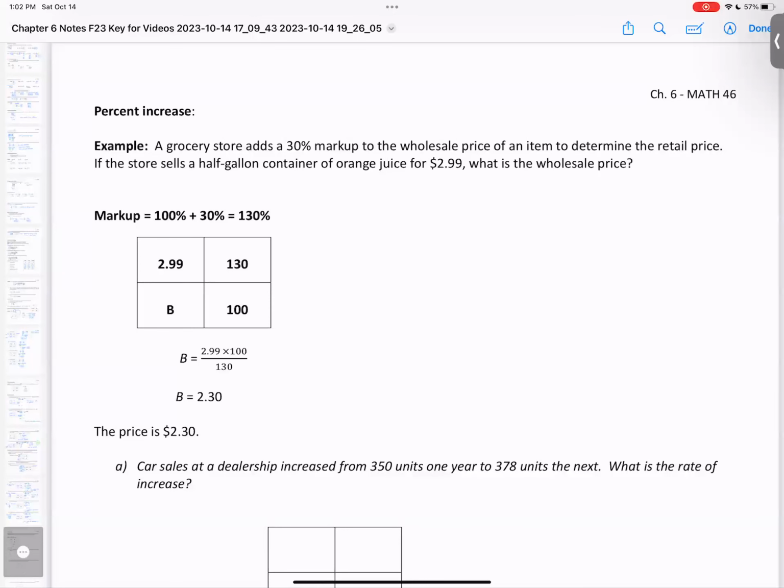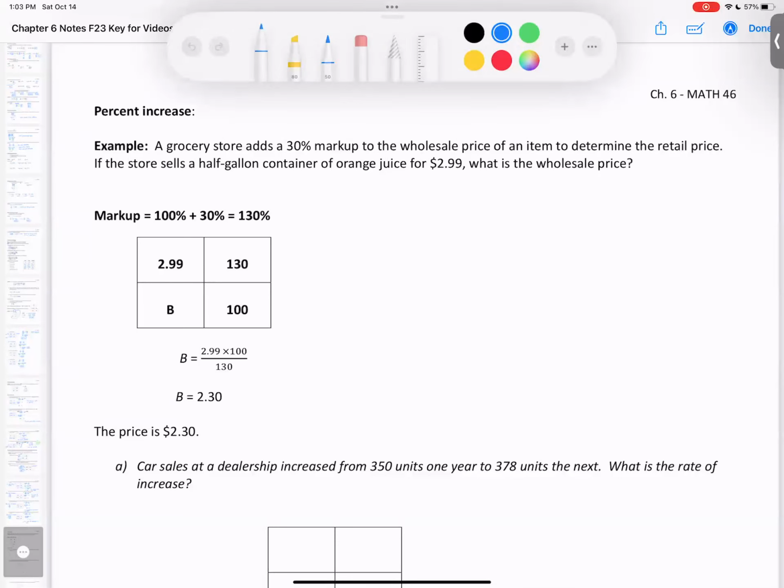So now let's look at percent increase. For example, what if we have a grocery store that adds a 30% markup to a wholesale price? They buy it at a certain price, they're doing a 30% markup, so they're going to charge 30% over and above what they paid for this item. If the store sells a half-gallon container of orange juice for $2.99, what was the original wholesale price?